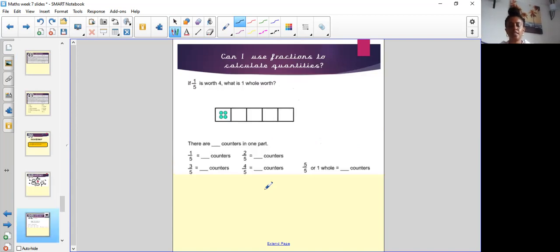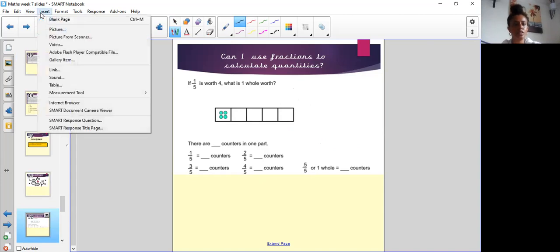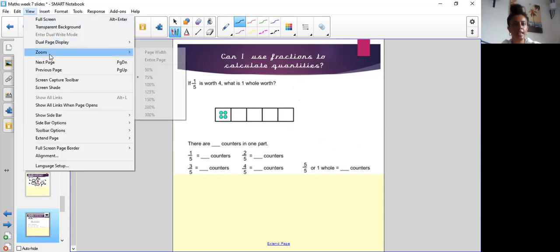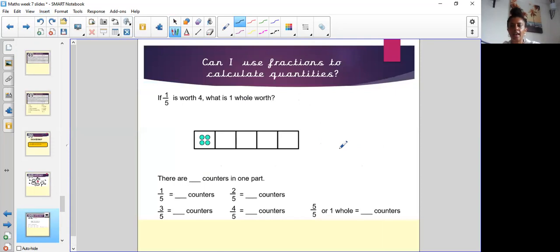So here we have a question. It says if 1/5 is worth 4, what is 1 whole worth? So we're going to take it step by step to work this out. I'm just going to make the screen a little bit larger for us to see. Okay, so here, how many counters are there in one part? So there are 4 counters in one part. And we know that this is showing us 1/5. So 1/5 of the counters here, we've got 4.